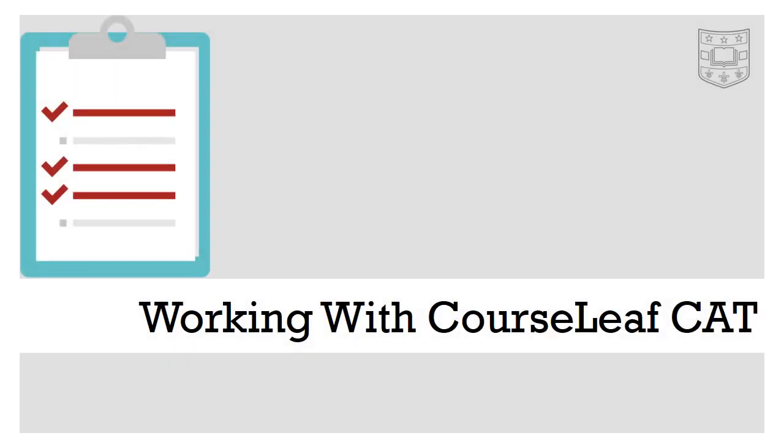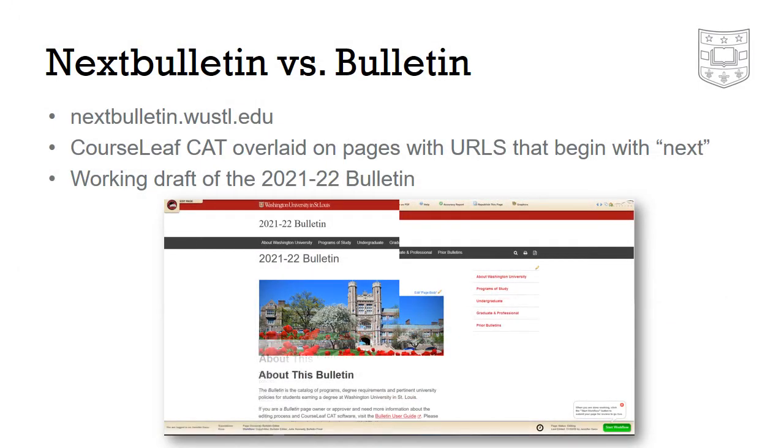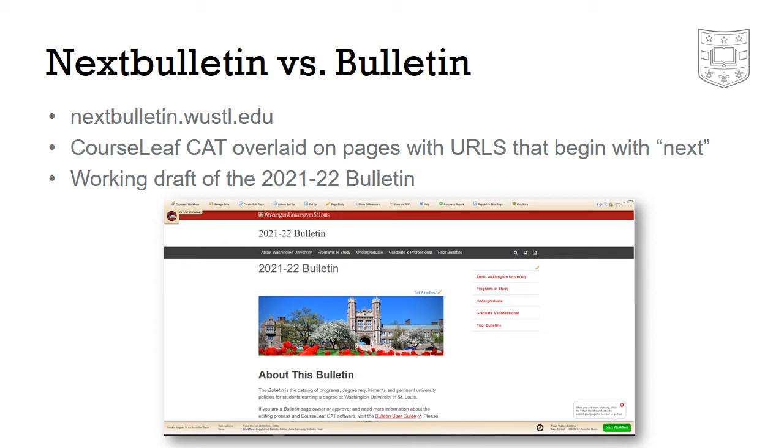This presentation will discuss how you actually make changes in CourseLeaf CAT using the page body editor. All of your changes will be made in the Next Bulletin environment, with all URLs starting with Next. Basically, we'll all be working on a draft of the bulletin for the upcoming academic year that will only be visible to internal users before publication.